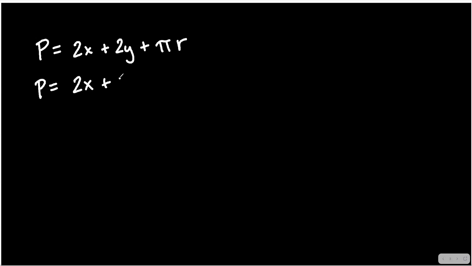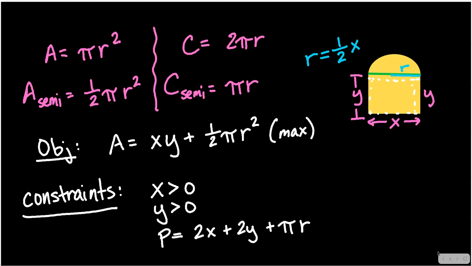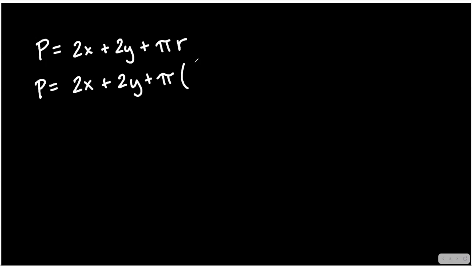Let's look at our perimeter: 2x, 2y, plus pi r. I have a lot of letters in here that I don't want to necessarily deal with. So first thing I'm going to do is get rid of this r. And the r, if you go back to what we just talked about, is the same as half of x.